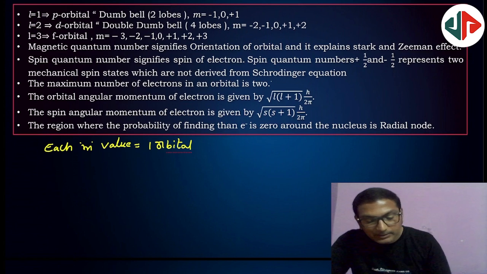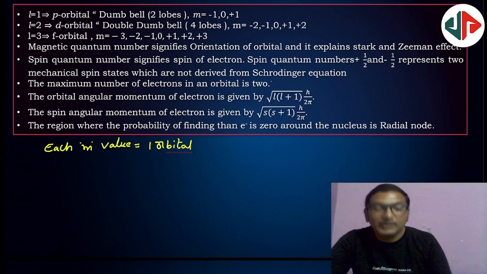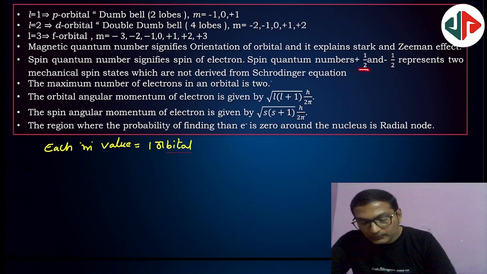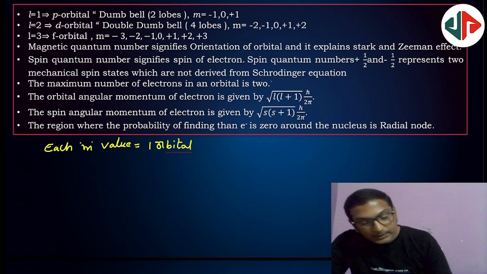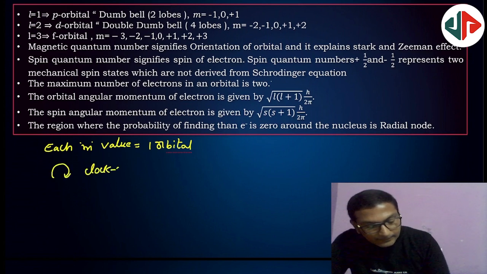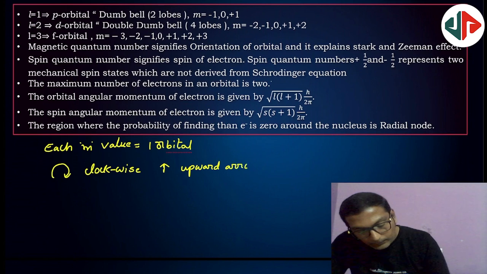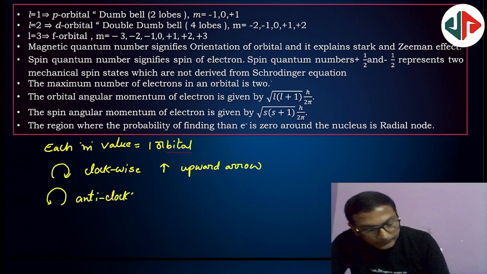Next, the spin quantum number gives information about the spin of an electron about its own axis. The spin quantum number has two possible values, plus half and minus half. If the electron spin is clockwise, that is indicated with an upward arrow. If it is anti-clockwise, it is a downward arrow.